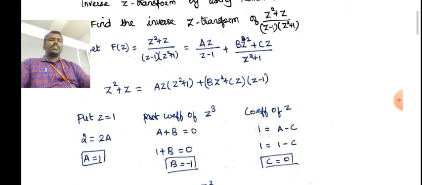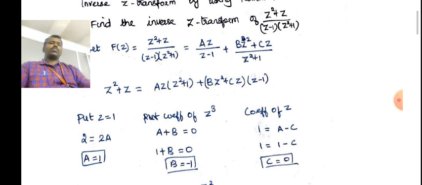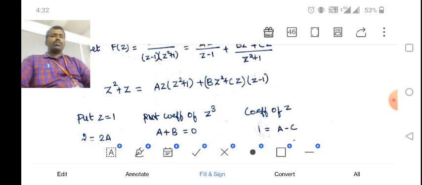Next, the coefficient of z. In the above equation we have to find the coefficient of z. The left hand side is 1 and the right hand side is a into z, giving a, and c z into minus 1, giving minus c. So 1 equal to a minus c. Substitute the value of a: 1 equal to 1 minus c, so c equal to 0.